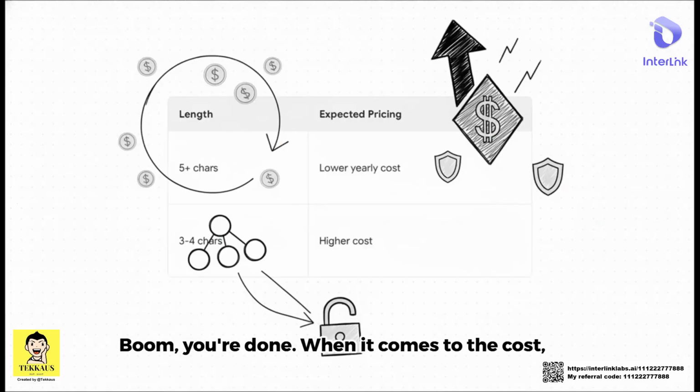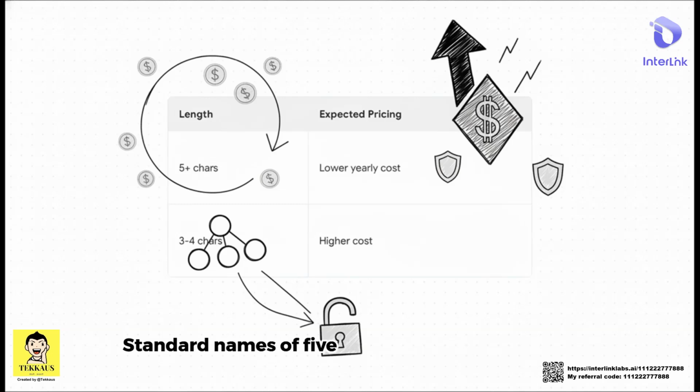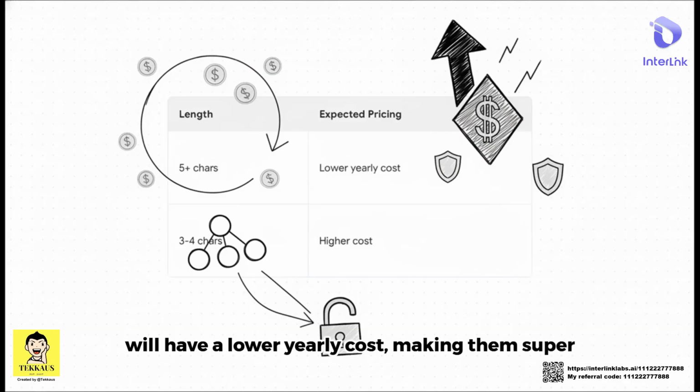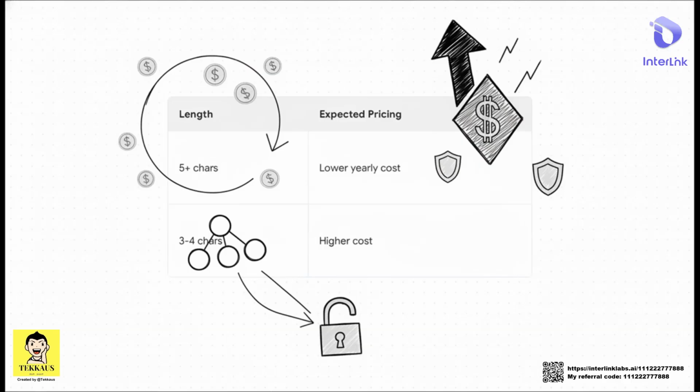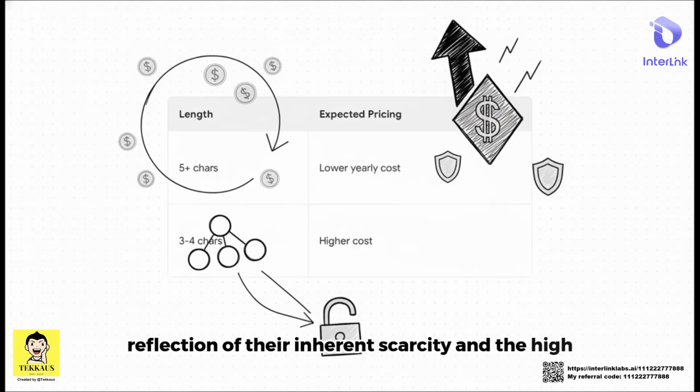When it comes to the cost, the source anticipates a tiered pricing model. Standard names of 5 characters or more will have a lower yearly cost, making them super accessible to everyday users. However, shorter 3 to 4 character names are definitely going to command a significantly higher cost. And this pricing structure is just a direct reflection of their inherent scarcity and the high demand they'll see in the market.